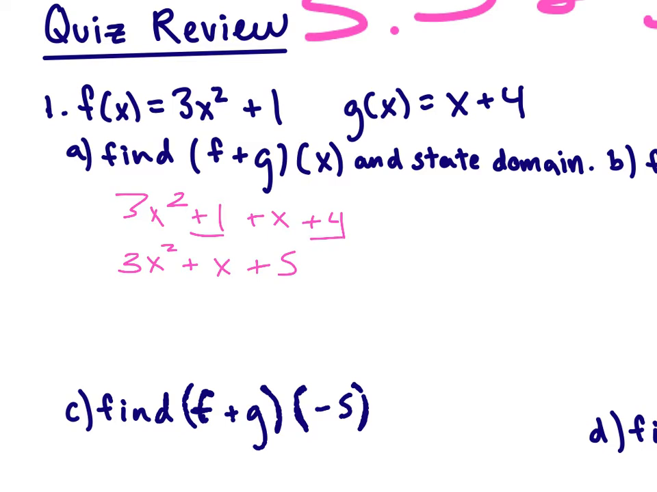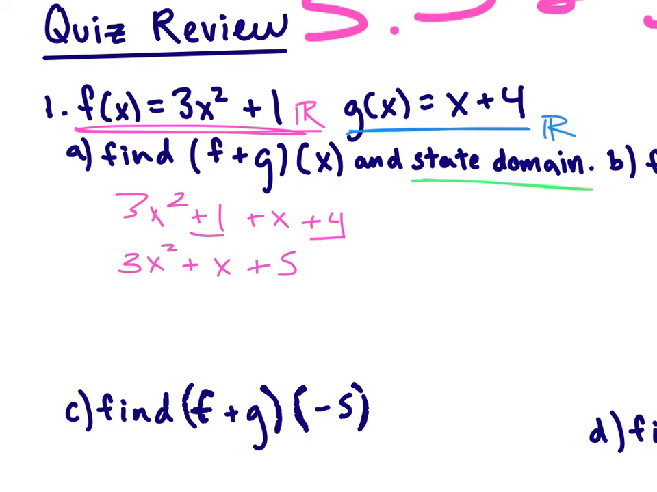Now I have to state the domain. What's my domain for f of x? This one up here. All real numbers. So there's no square roots, no fractions. Our domain's all real numbers. What about for g of x? All real numbers. Again, no square roots, no fractions. So if we combine the two together, what overlaps for our domain of the whole thing? What would our domain of f plus g of x be? All real numbers.